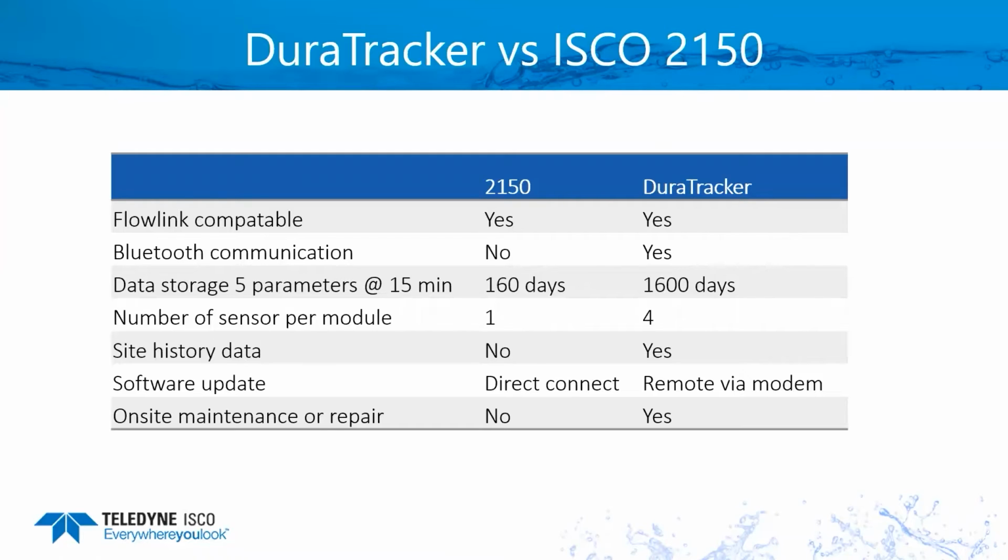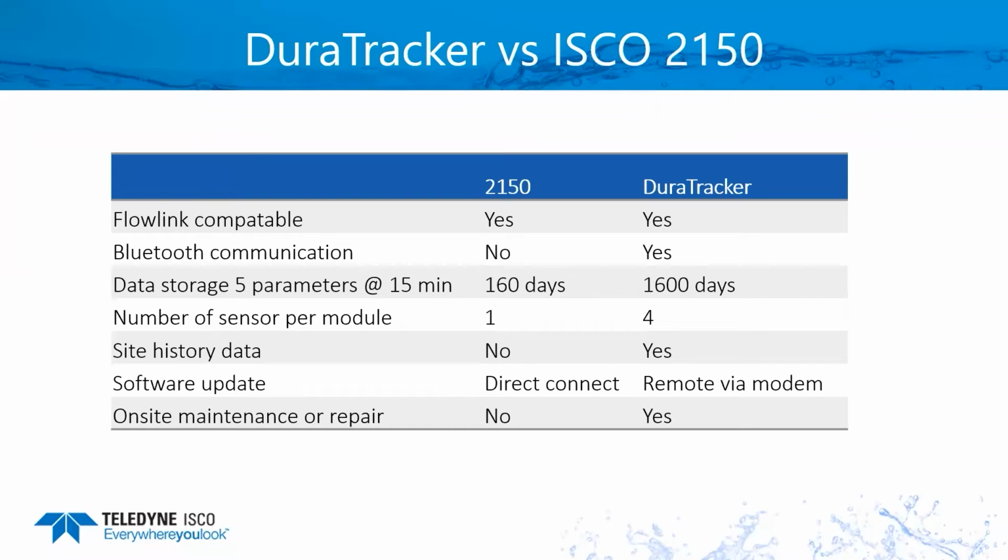I'm just going to go through these. They both work with FlowLink. Bluetooth communications, as I mentioned earlier, is a huge one. We're now able to connect Bluetooth with the DuraTracker, so that's going to be a very nice feature. You'll notice 1600 versus 160 days of storage at 15 minutes. So much advanced and expanded data storage capability, primarily because now we can use up to 4 different sensors. So it's storing a lot more information than the 2150. Again, the site history data that Daryl was talking about is another very nice improvement.